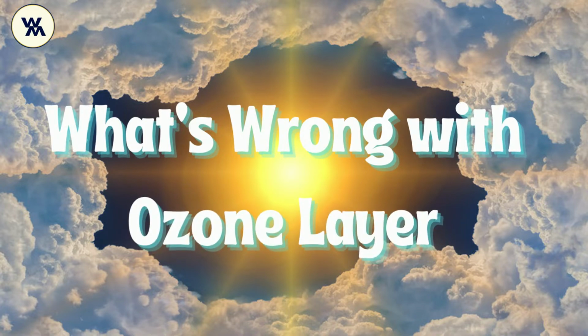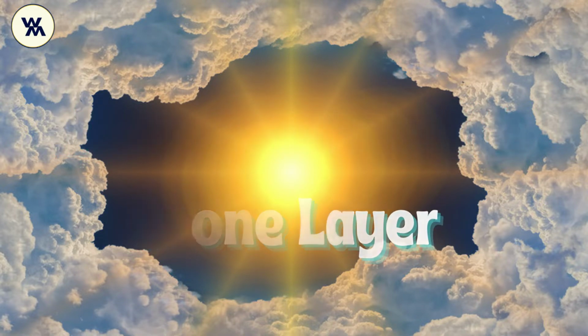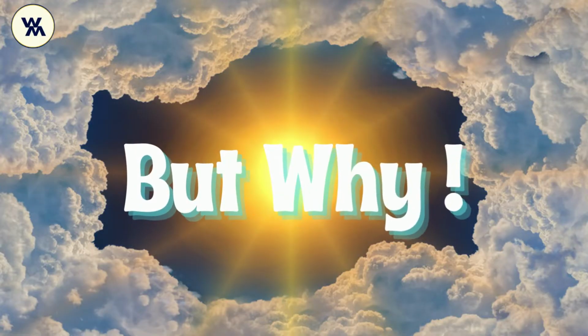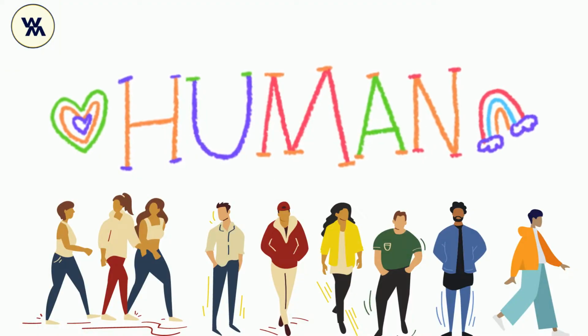So now let's see what's wrong with the ozone layer. Yes, this is sad news. There is an ozone layer between the troposphere and stratosphere, and there's an ozone hole. An ozone hole is nothing but a small hole in the ozone layer that scientists have found. But why am I taking it so seriously, and what's the problem?